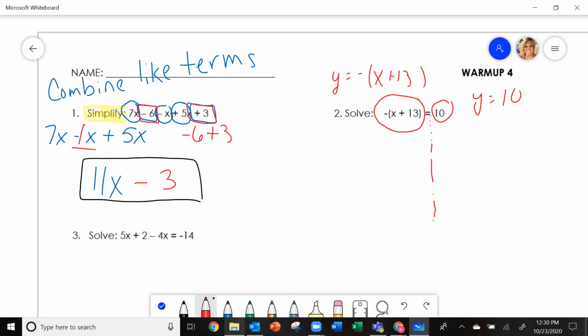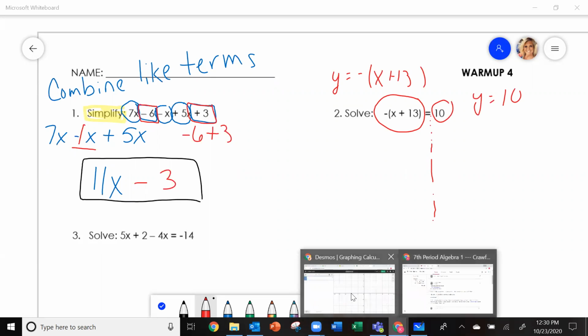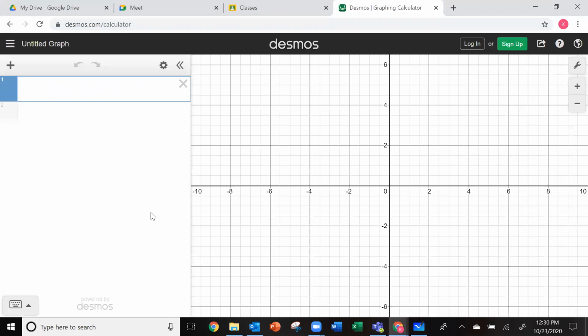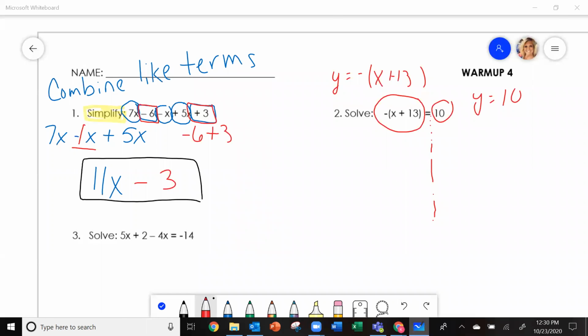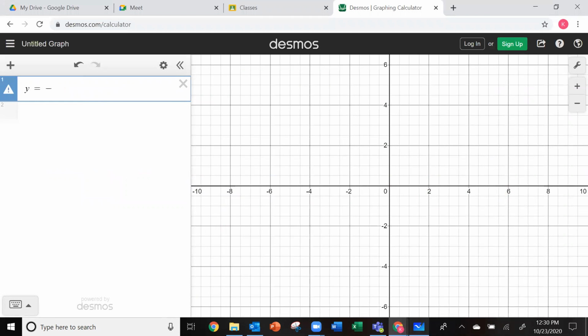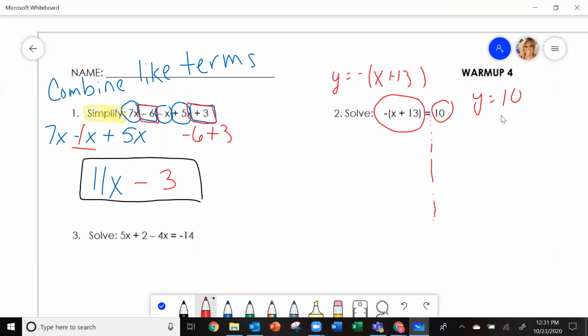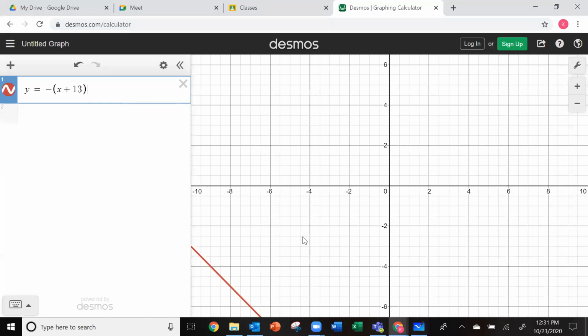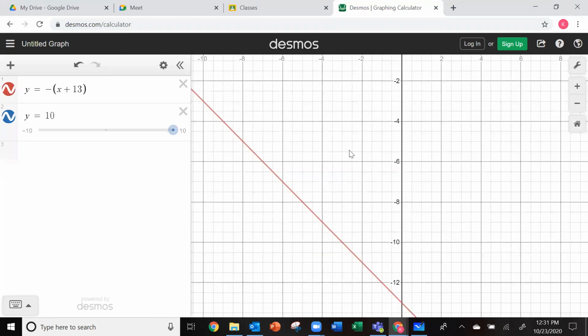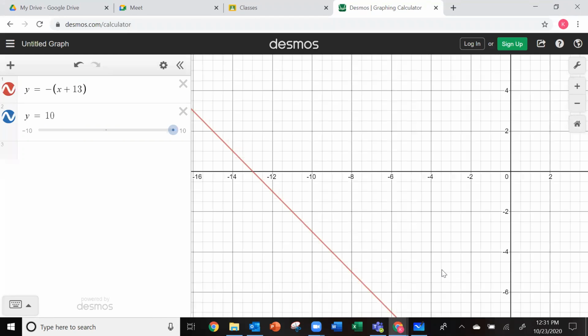So if I go into the calculator, into Desmos, which you should already have, I'm going to click in there, y equals negative, parentheses, x plus 13, and I'm going to close it. The other equation was y equals 10. So I'm going to click below, y equals 10. Remember, you're looking to see where the 2 lines intersect.